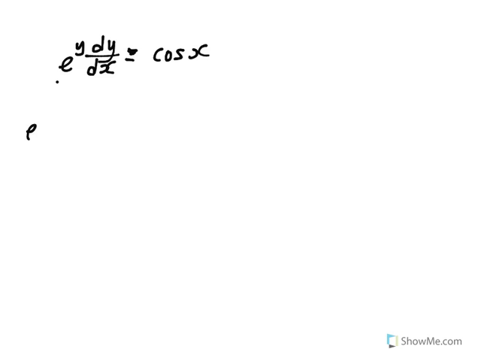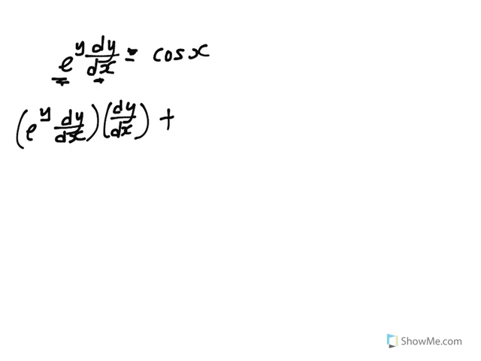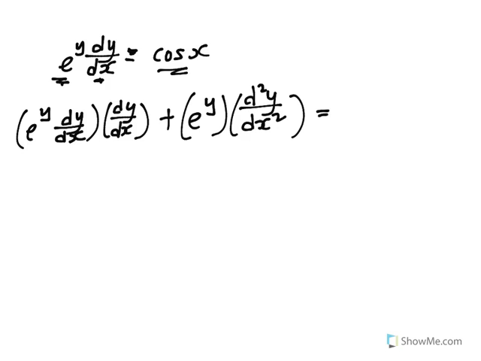Keep differentiating left. We have e to the power of y dy/dx multiplied by dy/dx, plus, now we keep the e power y and differentiate this: e power y d2y/dx squared. And this is cos x, so if we differentiate cosine x, that will give us a negative sin x.